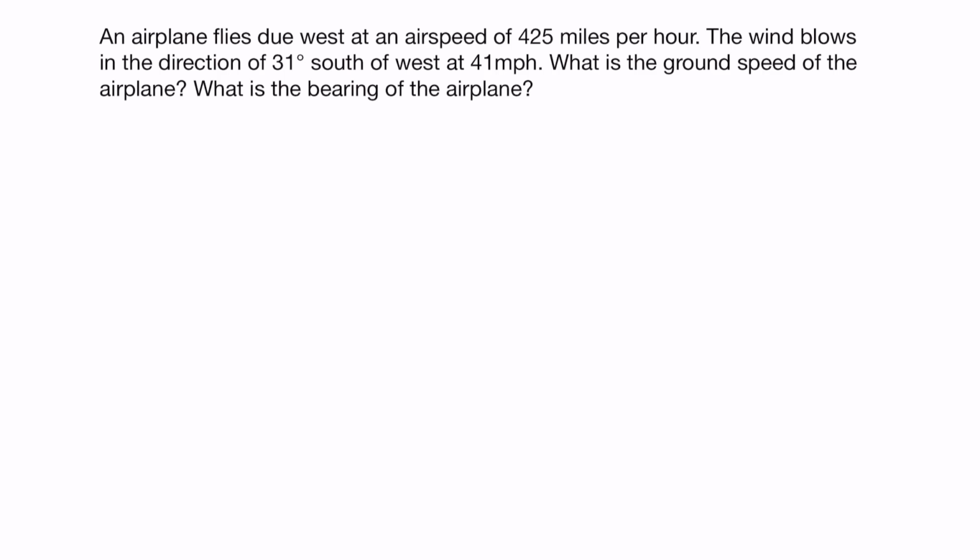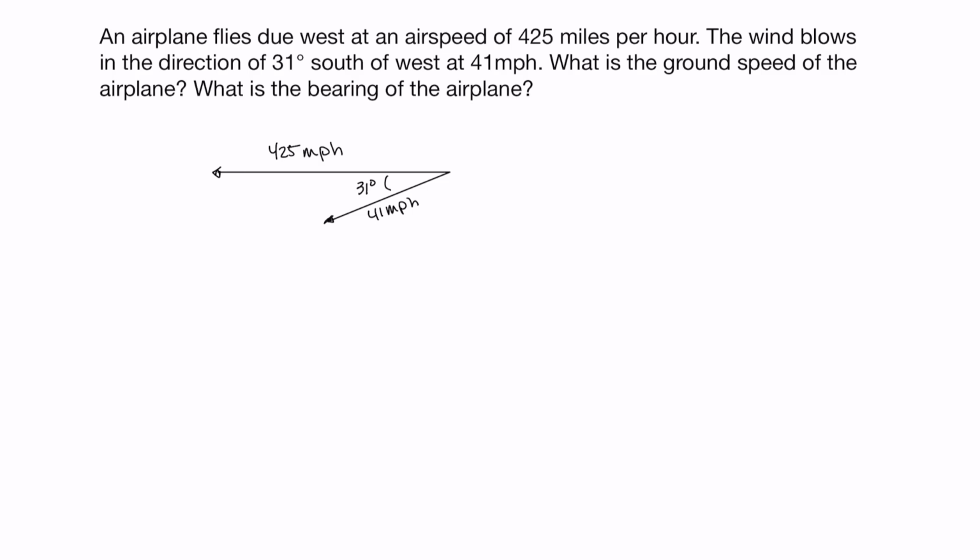So we know the airplane is flying due west and it is traveling at 425 miles per hour. Additionally, we know that the wind blows 31 degrees south of west at 41 miles per hour. Here I have a very basic sketch.